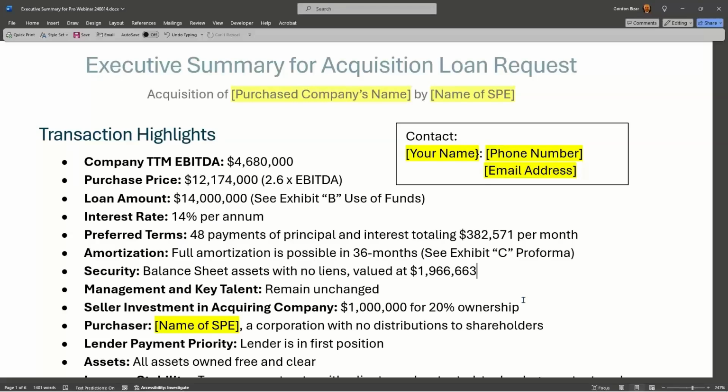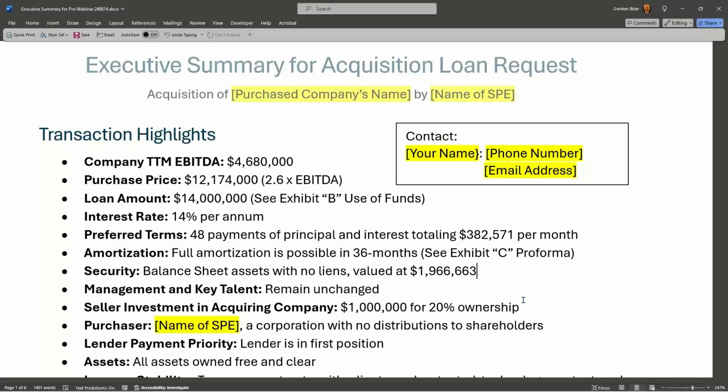The agreed upon purchase price in our letter of intent was $12,174,000, which came to 2.6 times EBITDA. So now the lender has a good idea of what you are paying for this company relative to the cash flow that it produces. We're asking for a loan amount of $14 million.